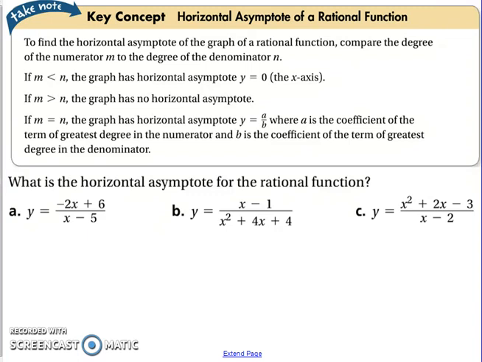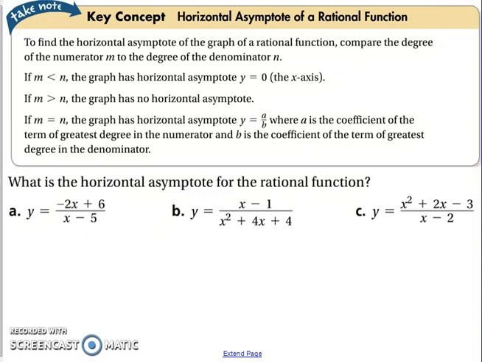Basically, there's three cases. If the degree of the numerator is less than the degree of the denominator, then you have y equals 0 as your horizontal asymptote, which is the x-axis. If the degree of the numerator is greater than the degree of the denominator, then you don't have any horizontal asymptote. And if the degrees are the same, you look at the coefficients and you find the ratio. So it's always going to be one of these three things.